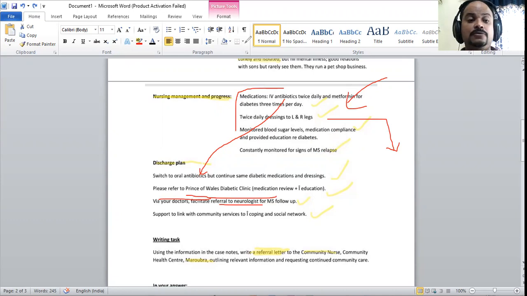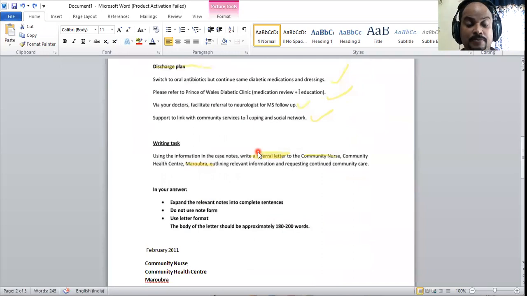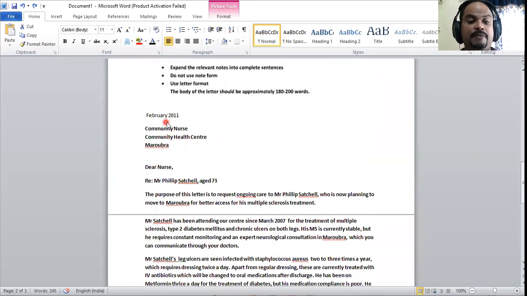Now, let's see how we can write this. This is a referral letter to the community nurse. For the date, I have no dates there. So the last date you saw is February 2011, so I have written that date. Right now it's 2021. I cannot write today's date because it is 10 years past. So I have written a date, right? But in the actual OET test, you'll be getting a clear-cut date, or today's date will be there clearly.